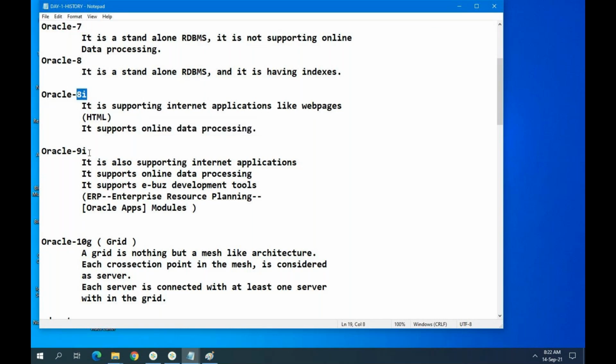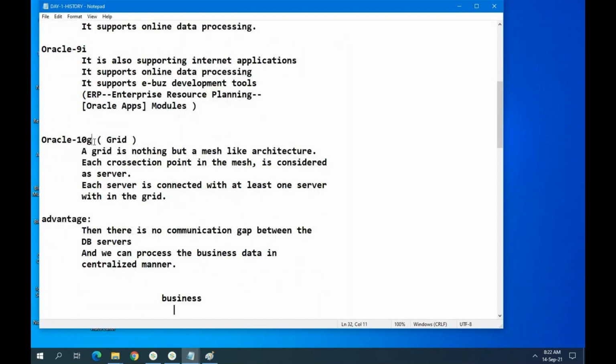Later they released 9i and 10G. What is 10G? G is for grid technology, or grid architecture. A grid database server. What is grid? Listen guys, a small diagram for you.